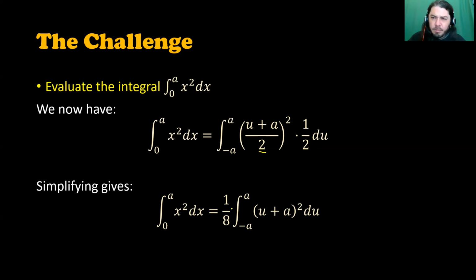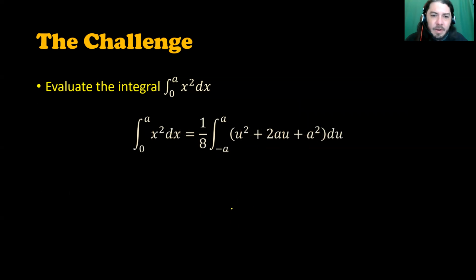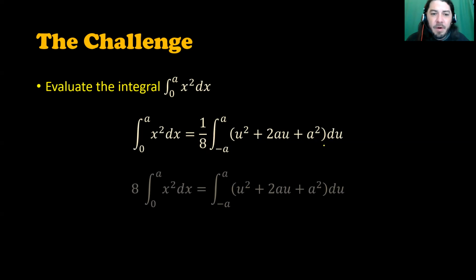All right, and so for the time being, we're going to do a little cleaning up here. If I expand the (u plus a) squared, that's all of this stuff in the integrand here, u squared plus 2au plus a squared. Hopefully everybody knows that rule. I think it's probably reasonable to move the 8 over to the other side for now. Okay, let's get rid of the fractions. All right, so what now?